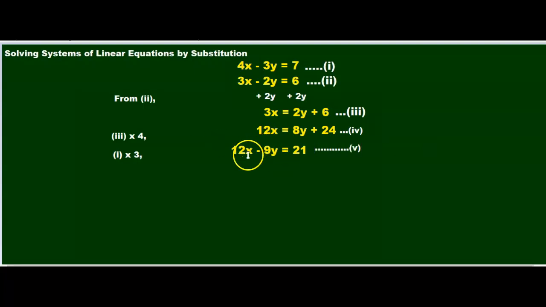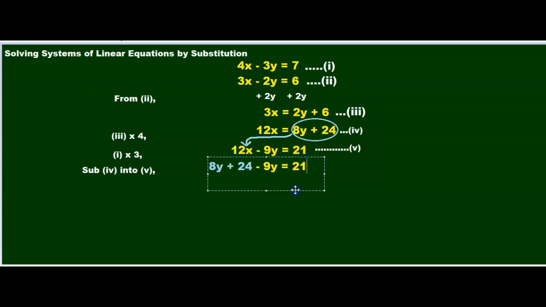Now you see that I have 12x and 12x in equation 4 and 5. So I can substitute my 12x equals 8y plus 24 into this here. I'm just going to show you that this section is now going to be plugged in. So substitute equation 4 into equation 5. And that gives me, now my 12x became 8y plus 24. And then we're left with our negative 9y from before. So negative 9y equals 21. Put that all in the same column so you can see what I did.